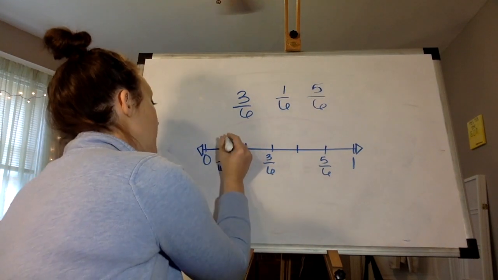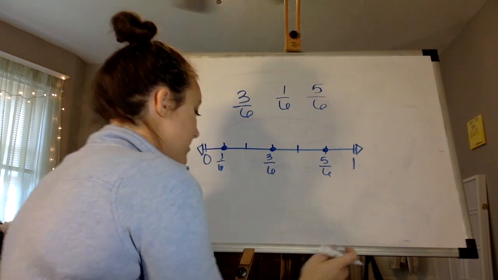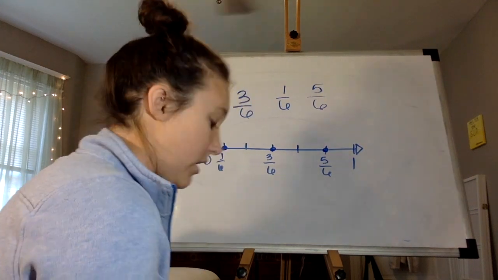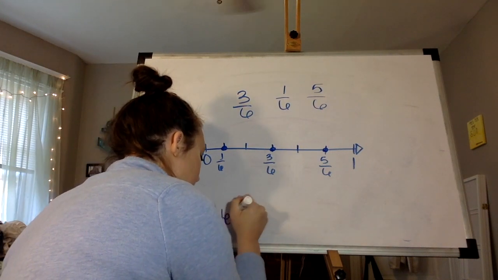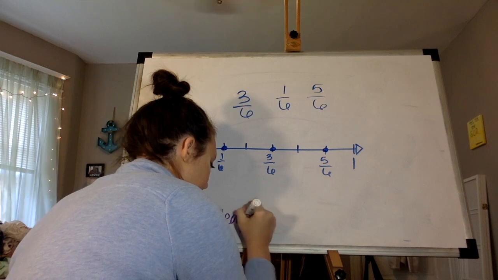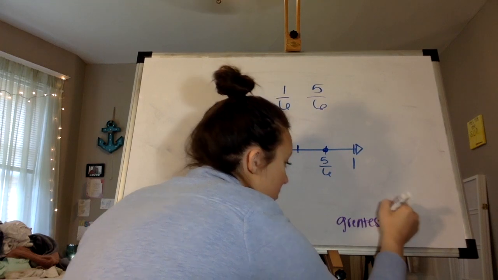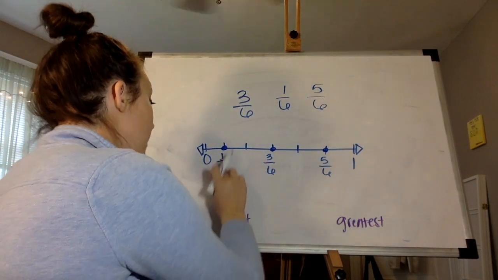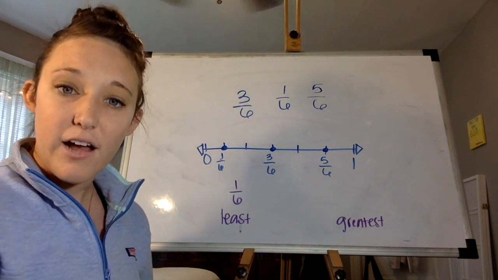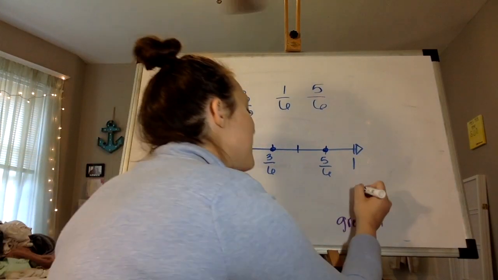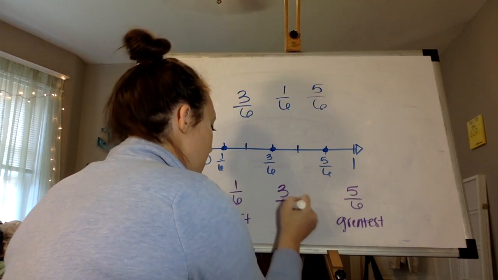Now I'm going to plot 1/6. I'm going to plot 3/6 and 5/6. So then it says put them in order from, let me grab a different color, from least to greatest. So least being my smallest fraction, and then greatest being my largest, or the one closest to 1 whole. So my smallest fraction is the one closest to 0. That's 1/6. My greatest fraction is my fraction closest to 1 whole, which in this case is 5/6. And then the middle fraction is 3/6.